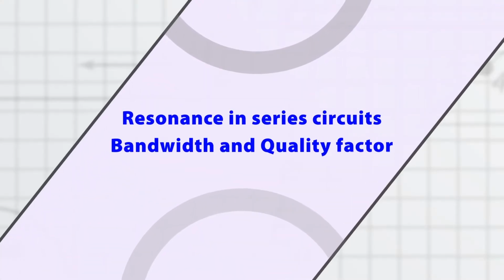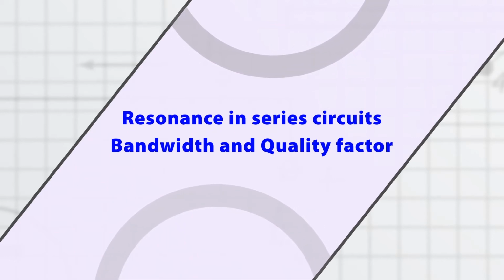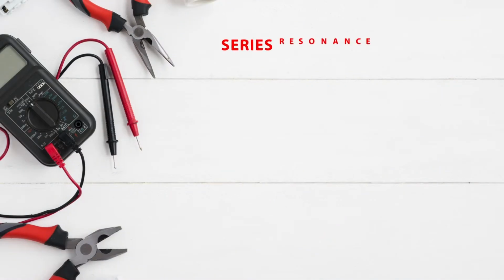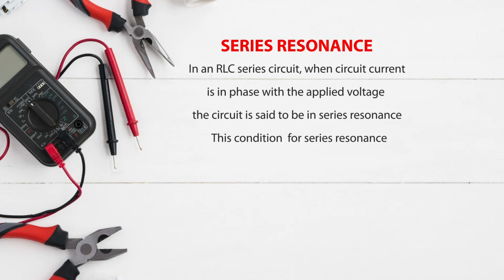In previous lectures, we have discussed RC series circuit and RLC series circuit. In this session, we are going to discuss series resonance for RLC circuit. So first of all, we are going to discuss what is a series resonance. In an RLC series circuit, when circuit current is in phase with the applied voltage, the circuit is said to be in series resonance.